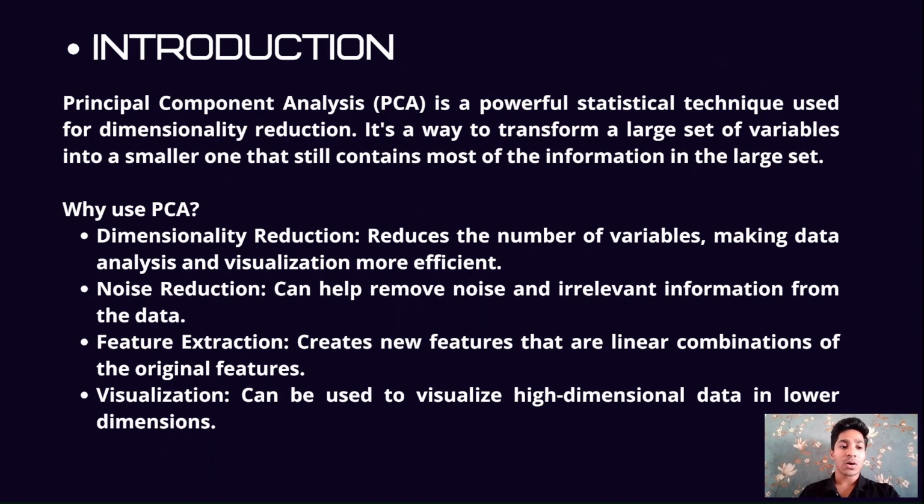So let's start with the introduction of principal component analysis. Principal component analysis is a powerful statistical technique used for dimensionality reduction. It is a way to transform a large set of variables into a smaller one that contains most of the information in the large set. Then why should we use PCA? First is dimensionality reduction. In this, it reduces the number of variables, making data analysis and visualization more efficient. Second is noise reduction. In this, we can help remove noise and irrelevant information from the data. And third, we have feature extraction.